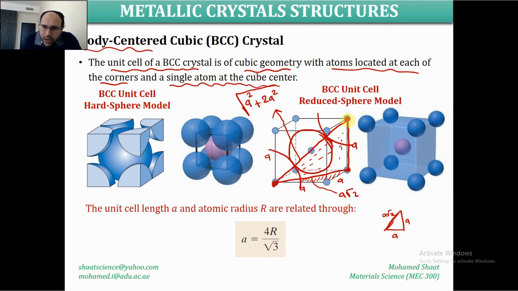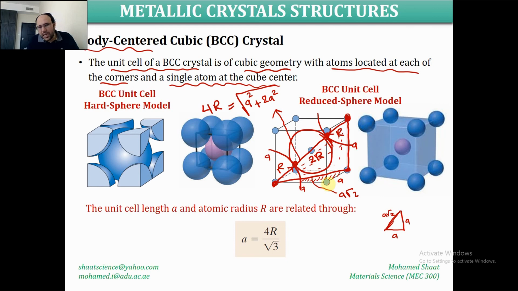So if I ask you what should be the length of this diagonal in terms of r: the distance from this point to this point is r, one radius, because we do have one atom. From this point to this point is going to be 2r, typically as we did for the FCC crystal structure. And the distance from this point to this point is going to be r. So in total, this edge is going to be 4r. This means that this edge in terms of the radius is 4r.